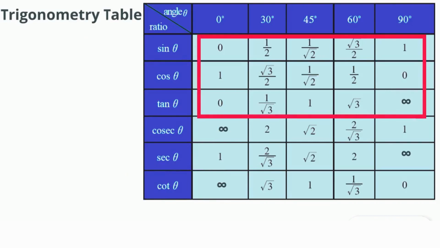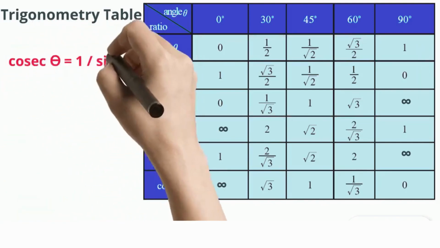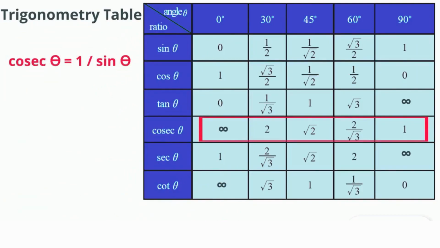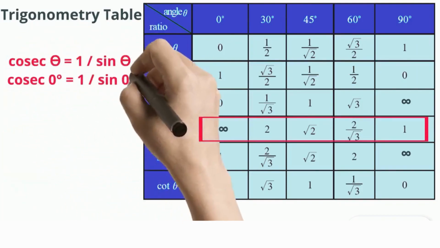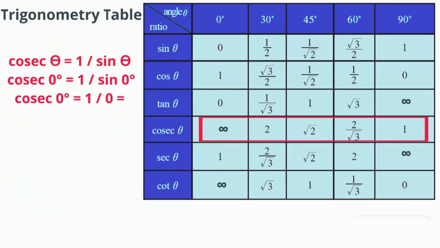Next, cosecant theta, secant theta and cot theta. It will be easy. See here, cosecant theta is equal to 1 by sin theta. Now, cosecant 0 degrees is equal to 1 divided by sin 0 degrees, which is equal to 1 divided by 0. 1 divided by 0 means not defined, that is infinity. Cosecant 0 degrees is equal to infinity. We follow the same thing for the others. Like this we are making cosecant of 30, 45, 60 and 90 degrees. See here.